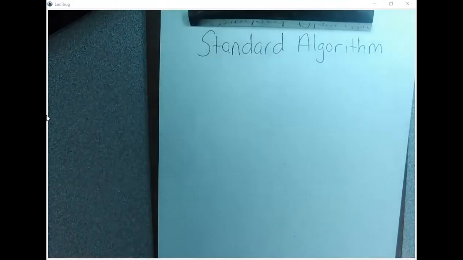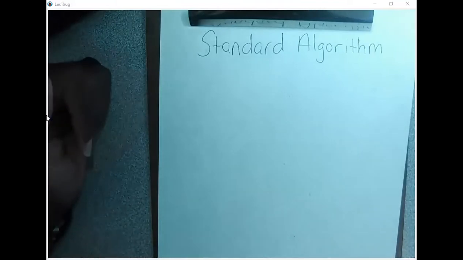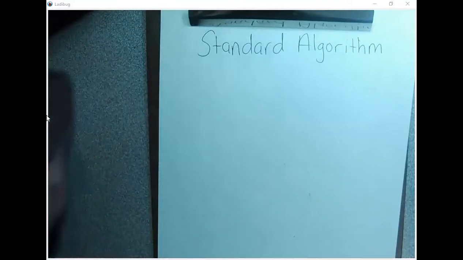Hello, everyone. Mr. Carnegie here with a lesson on multiplying multi-digit numbers using the standard algorithm. Now, standard algorithm is basically when we line our numbers up vertically on top of each other.